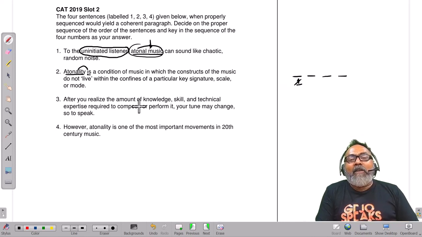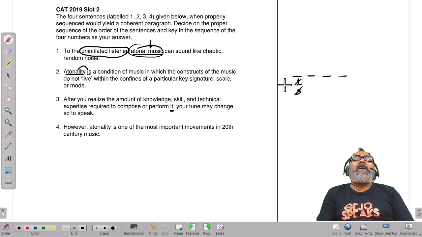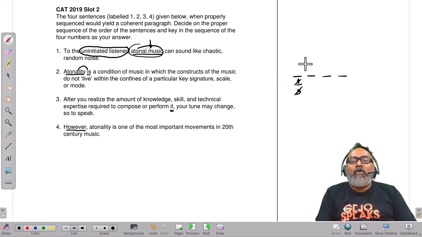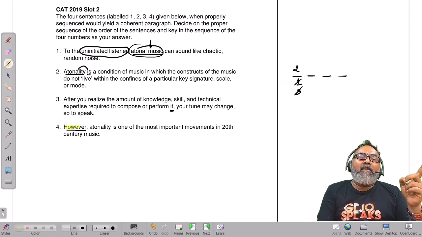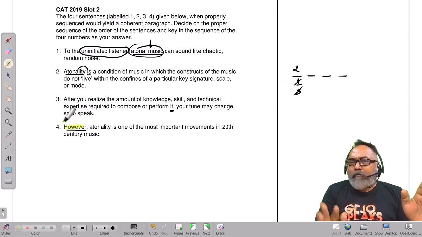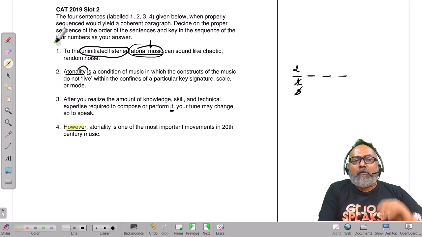After you realize the amount of knowledge, skill and technical expertise required to compose and perform it, your tune might change, so to speak. Three cannot be the start, and then we see the word however. For sure, two has to be the start now. If there is a however, please understand this very, very simple concept.